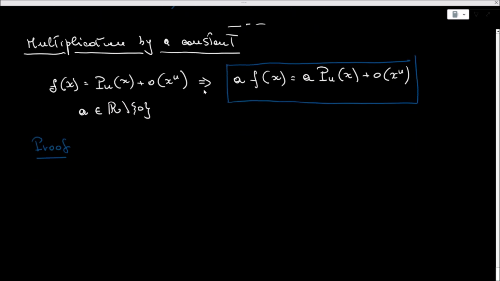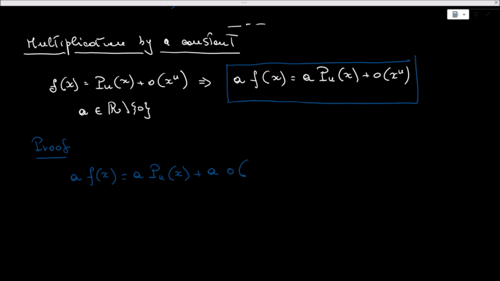If we multiply the given f of x by a, what we get is a f of x equal to a times Pn of x plus a times little o of x to the n. But this is nothing else than a times Pn of x plus little o of x to the n, which concludes the proof.